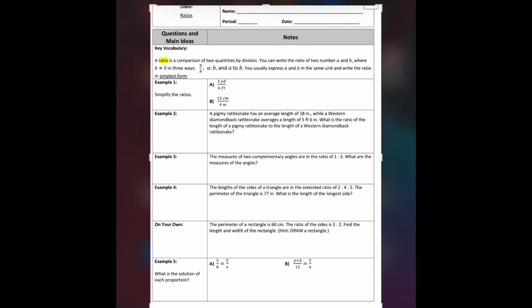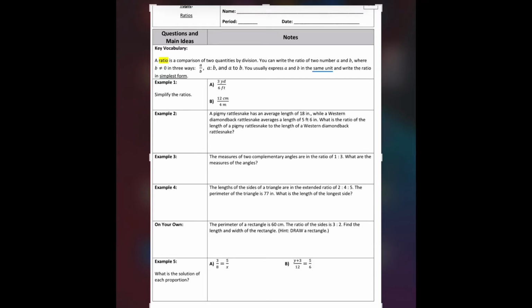You usually express A and B in the same unit and write the ratio in simplest form. So very important, make sure they are in the same unit, and we have simplified as much as possible. Note that B cannot be 0, as mentioned in the key vocabulary.